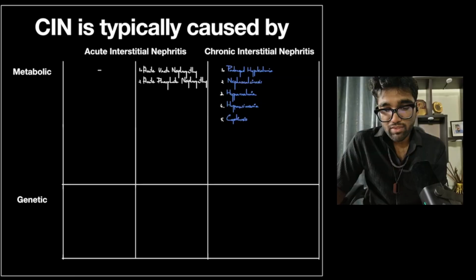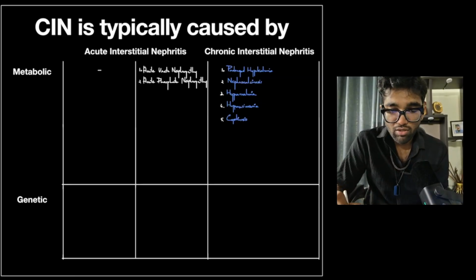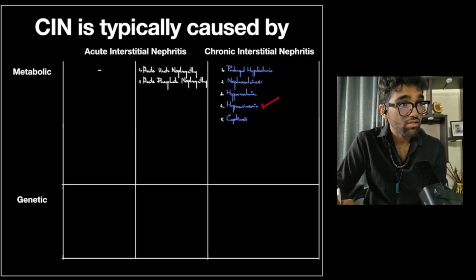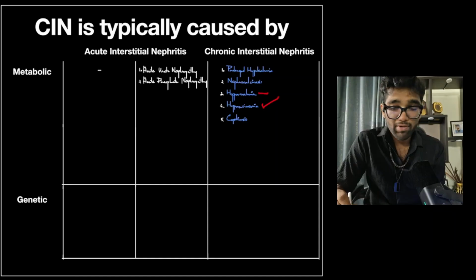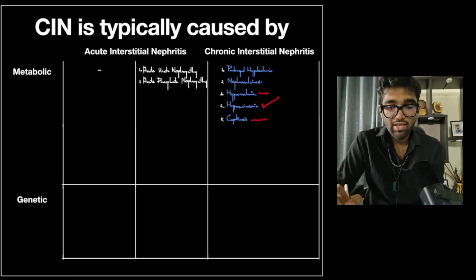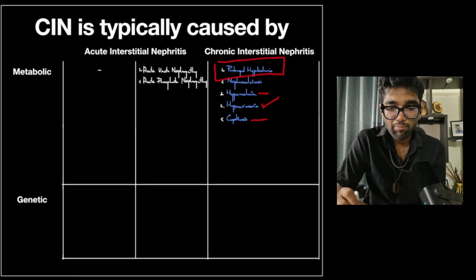Now, the other causes include hyperuricosuric, that is, chronic urate nephropathy, two genetic disorders, that is hyperoxaluria and cystinosis, and very importantly, prolonged hypokalemia, that is a decrease in potassium levels.